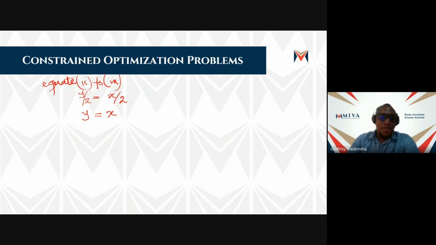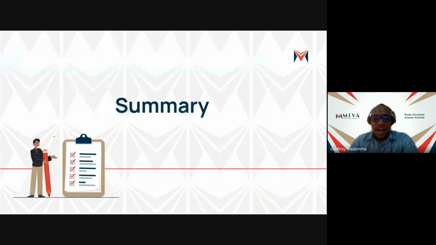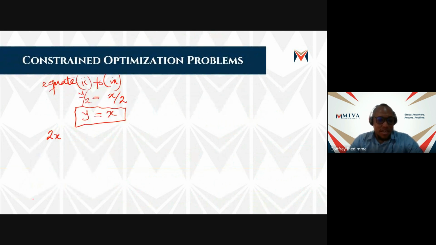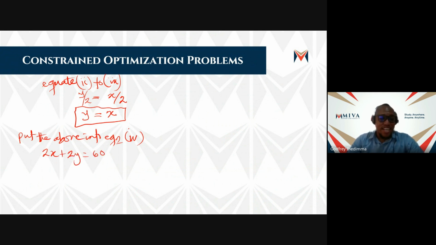So what we can do is to take this thing we have got here and put it into equation, sorry, not equation 3, let's take equation 4 rather. Let me make a statement for easy reference: put the above into equation 4. And equation 4 says 2x plus 2y equals 60. If y and x are the same, there is no need rewriting them. Anywhere we see y, we can just write x, or anywhere we see x, we can just write y. So let me replace this x with y. This gives us 2y plus 2y equals 60, so 4y equals 60 and y equals 60 over 4.